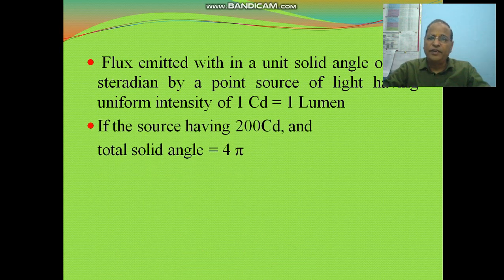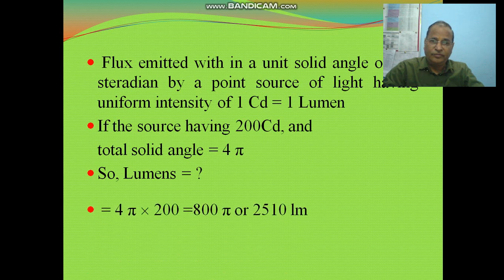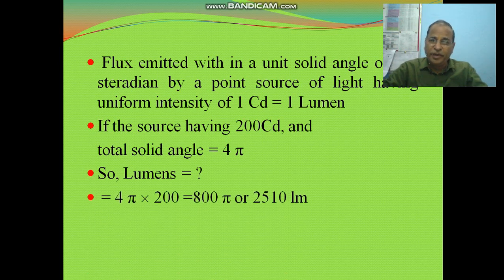If the source has 200 CD and the total solid angle is 4 pi, then the lumens will be 800 pi, or 2510 lumen.